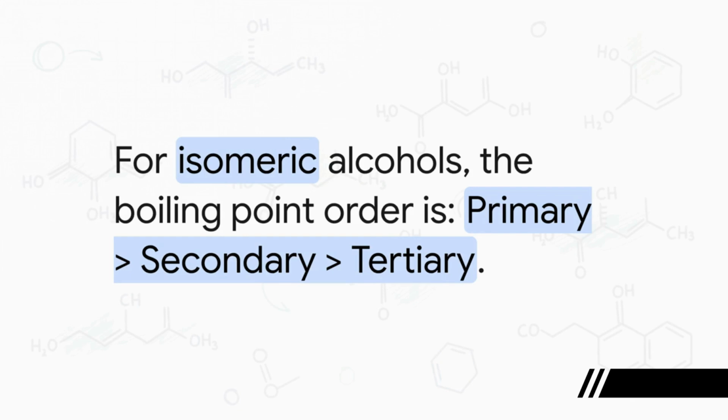Here's a quick memory trick. The trend decreases in the order PST. Just think PST for primary, secondary, tertiary. Go ahead and write that down. Boiling point order is P is greater than S is greater than T.